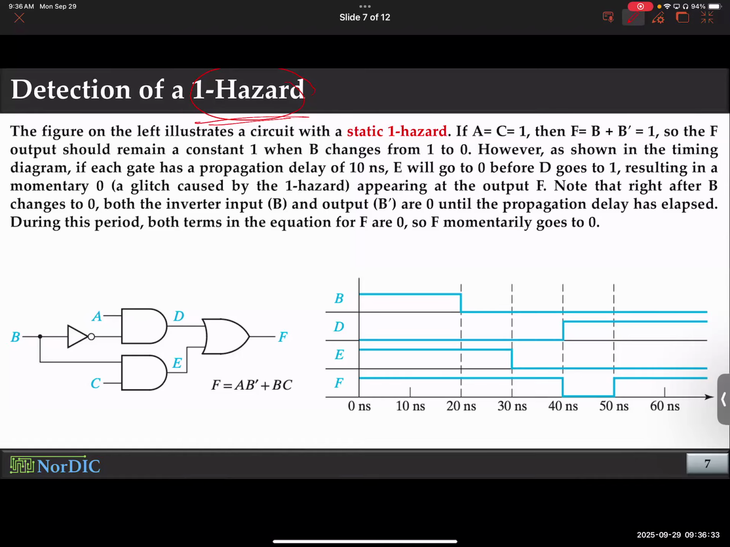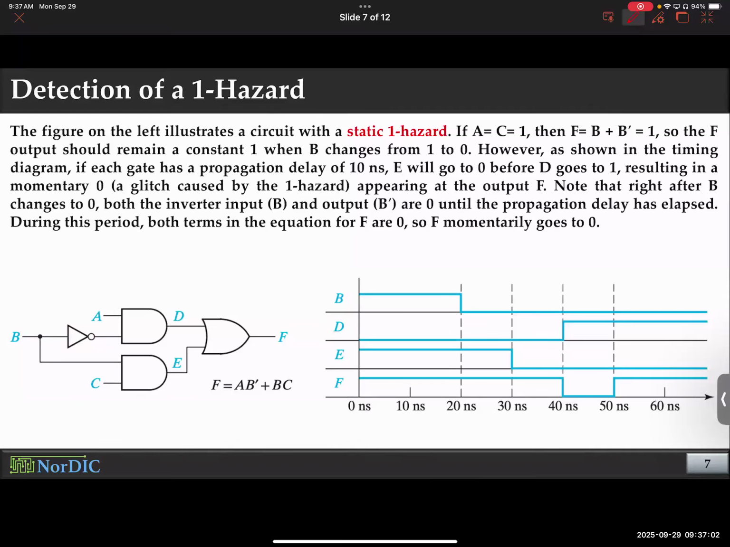All right, so let me first clarify why the output was supposed to be 1. Notice this is an AND gate, this is another AND gate, and you are providing input B to both of them. There's just one difference here. There is an inverter in between, right? Other than that, it's pretty much the same.